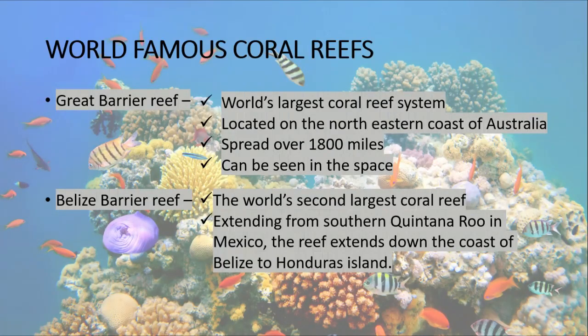The first one is the Great Barrier Reef. That's the world's largest coral reef system. It's located on the northeastern coast of Australia and it spreads over 1,800 miles. It can also be seen from space.